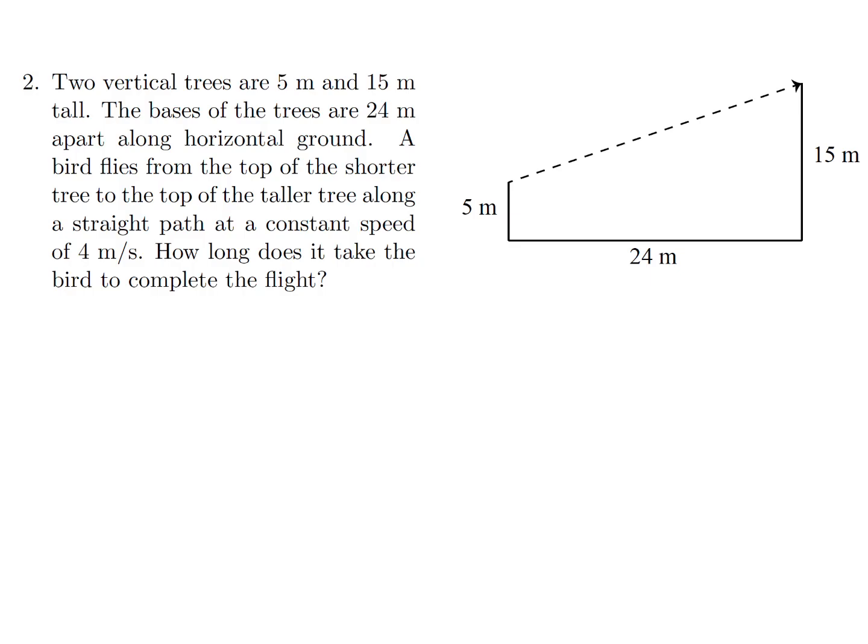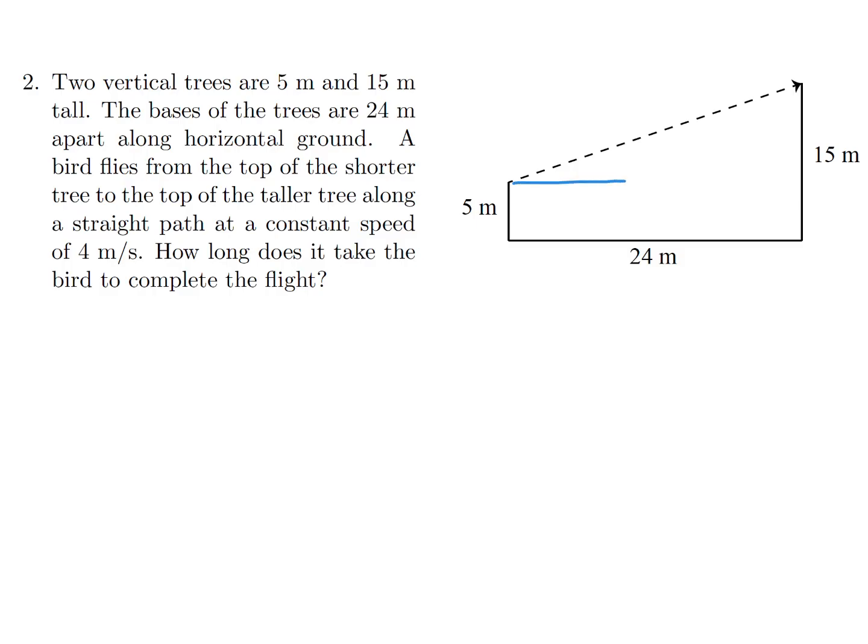Two vertical trees are 5 and 15 meters tall. The bases of the trees are 24 meters apart along the horizontal ground. A bird flies from the top of the shorter tree to the top of the taller tree along a straight path at a constant speed of 4 meters per second. How long does it take the bird to complete the flight?